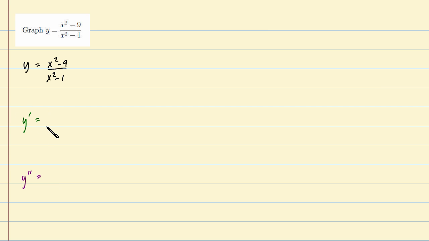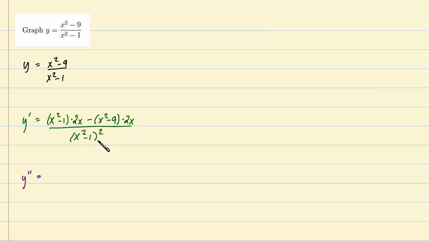Starting with the first derivative of y, we notice of course that y itself is a quotient, and so to find the derivative we'll need the quotient rule. So it looks like we need to start with the denominator, or the bottom guy here, times the derivative of the top. Of course the derivative of the top is just 2x, minus the top guy, or numerator, times the derivative of the bottom guy, which again is 2x. All of that over the denominator squared, like so.